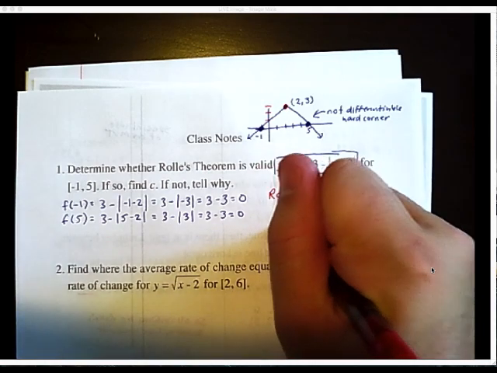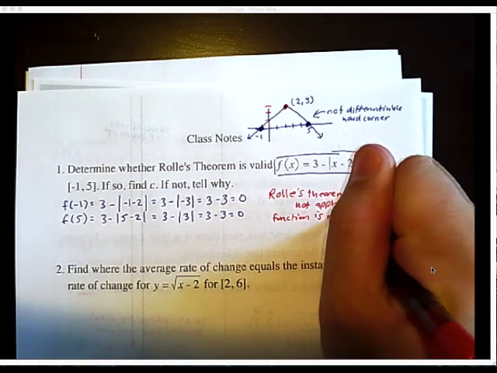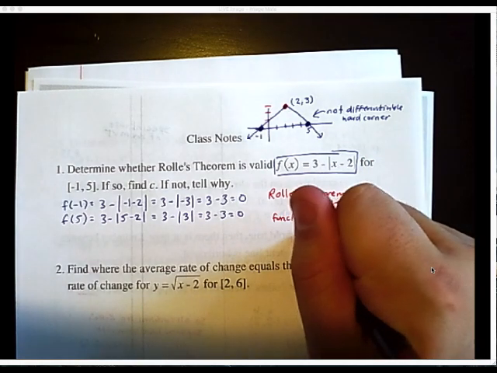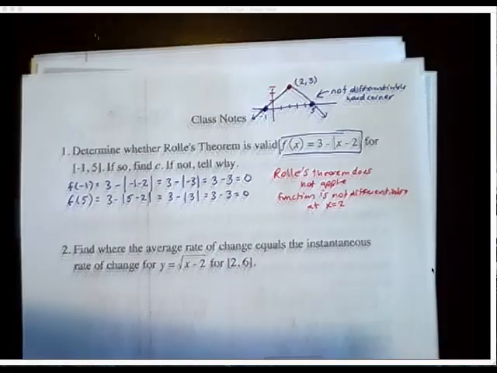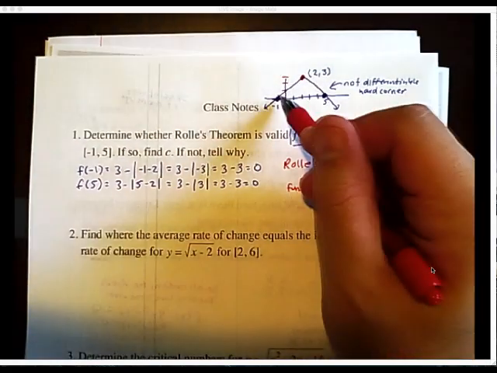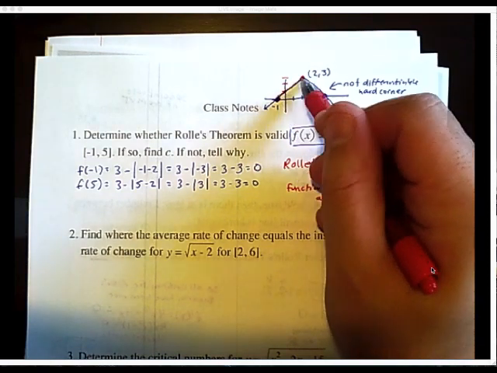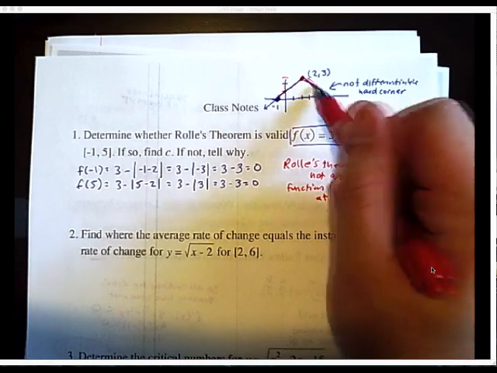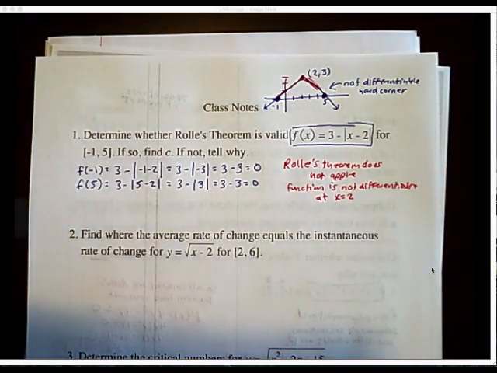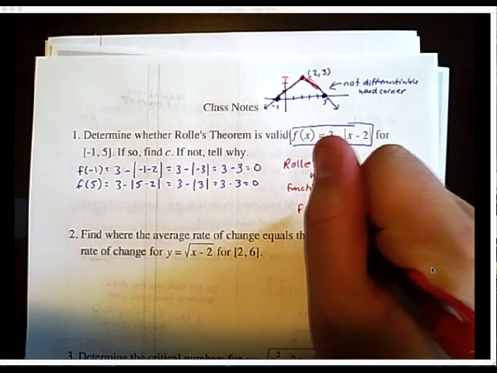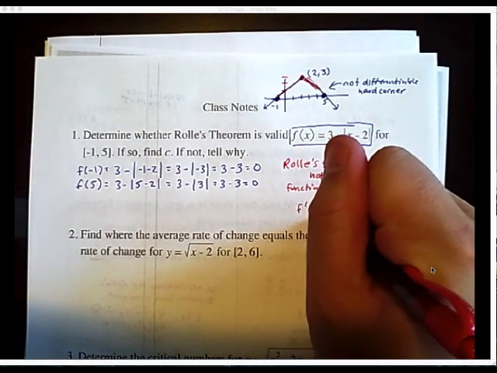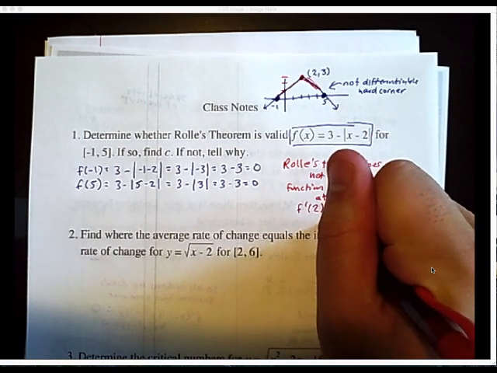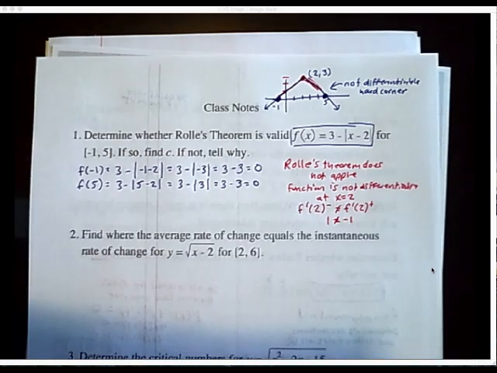The function is not differentiable at an x value of 2. Why is it not differentiable? Because this graph coming in from the left has a slope of +1, and coming in from the right has a slope of -1. So you could say f prime at 2 coming in from the left does not equal f prime of 2 coming in from the right, because +1 does not equal -1.